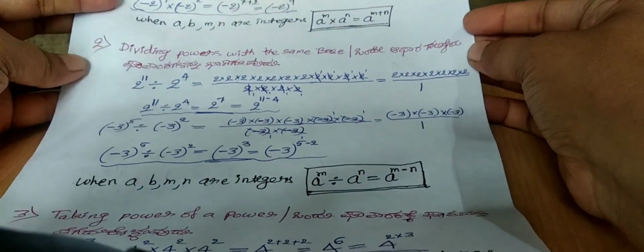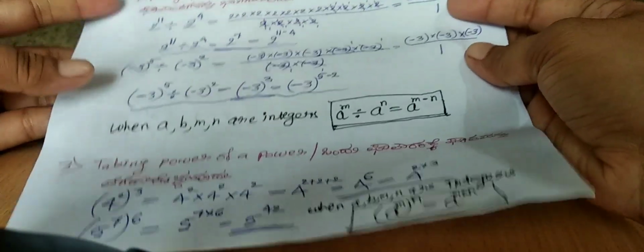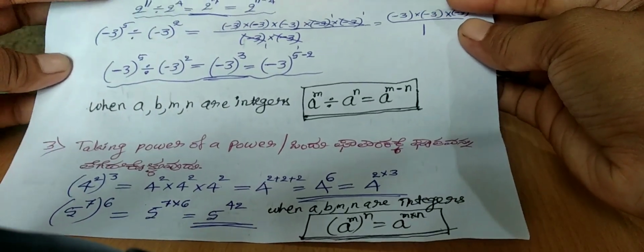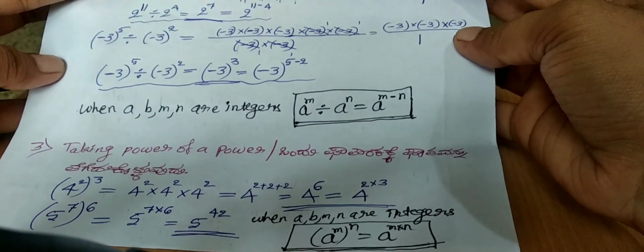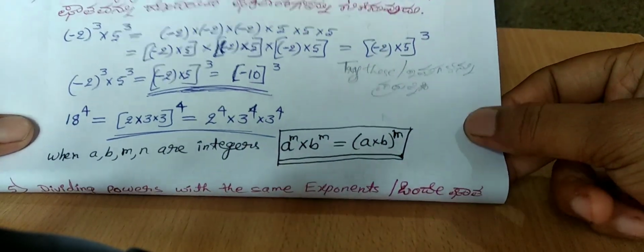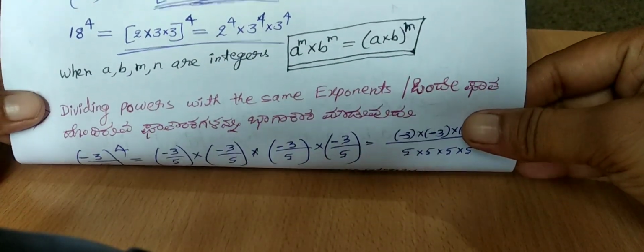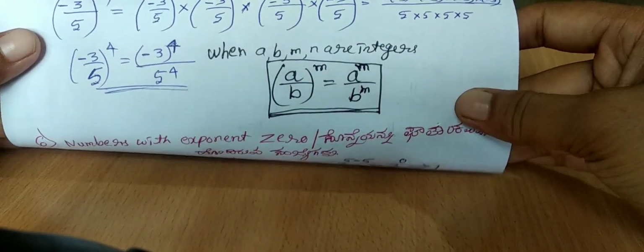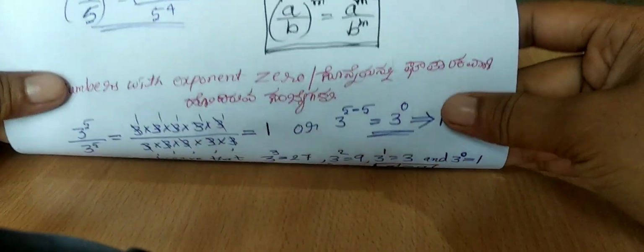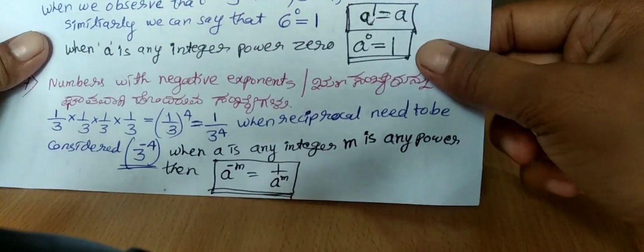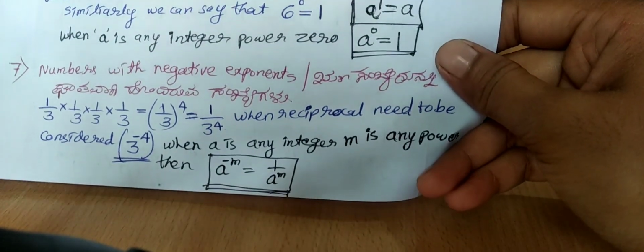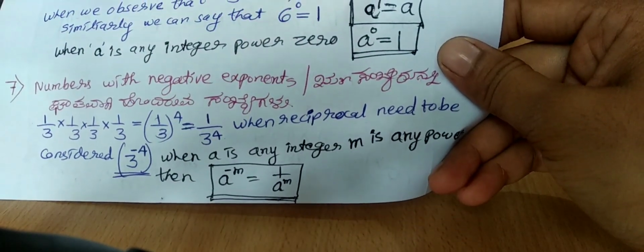Today, in this class, we learnt about plenty of examples like A to the power M into A to the power N is equal to A to the power M plus N. A to the power M divided by A to the power N is equal to A to the power M minus N. A to the power M whole to the power N is equal to A to the power M into N. And A to the power M into B to the power M is equal to A into B whole to the power M. And A by B whole to the power M is equal to A to the power M divided by B to the power M. A to the power 1 is A, A to the power 0 is 1. A to the power minus M is 1/A to the power M.